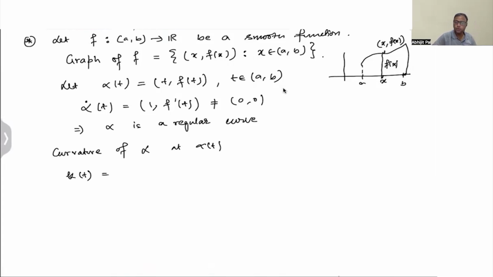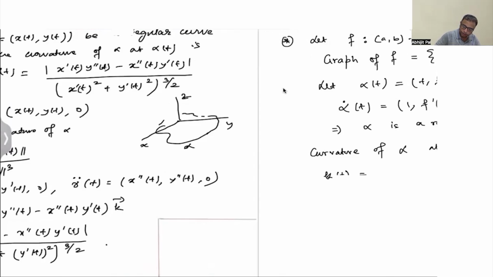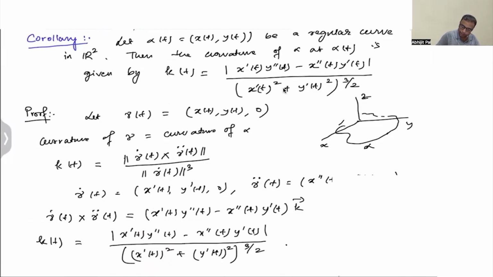Okay. So here note that x(t) is equal to t and y(t) is equal to the function f(t). So if I compute this, x'(t) will be equal to 1, and y''(t) will be equal to f''(t). And because x(t) is equal to t, x''(t) will be equal to 0. So this expression will be 0.